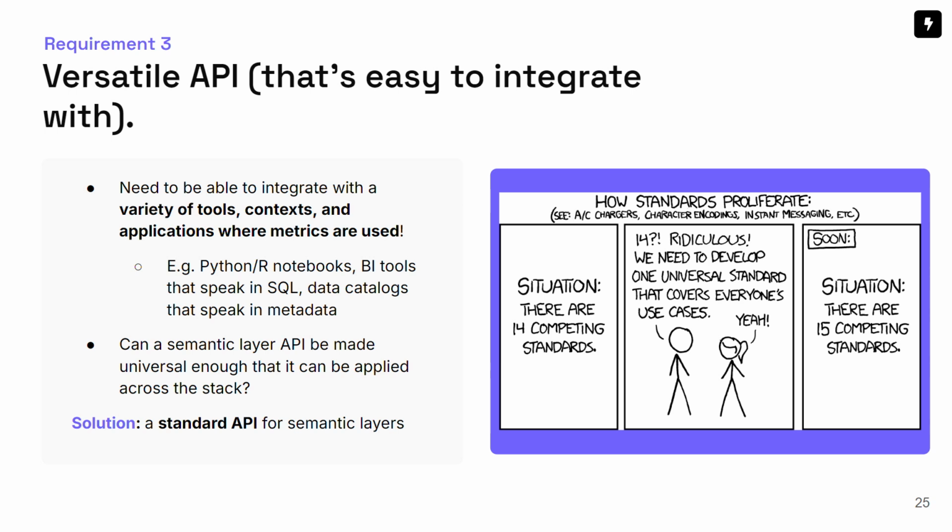And the question here is really like, can a metrics layer be universal enough that it can be applied across the stack and integrate with all the tools that we need it to? And I think the only way to do that is by having a standard API for semantic layers that's really versatile.